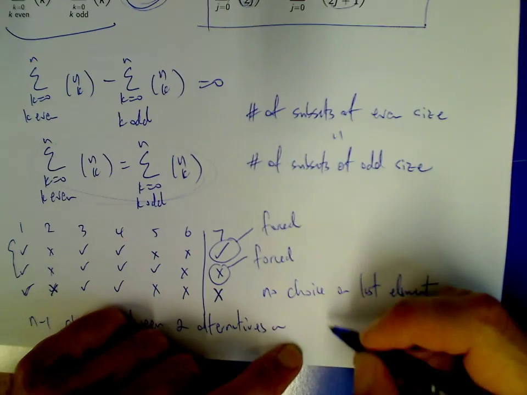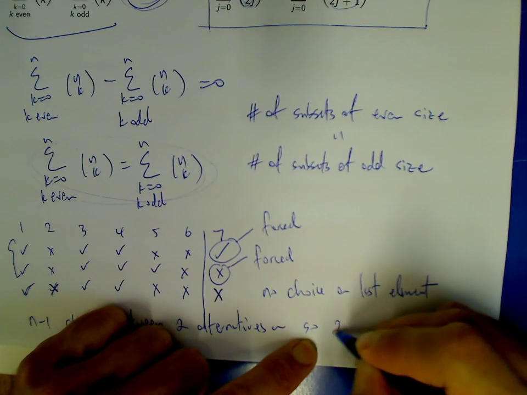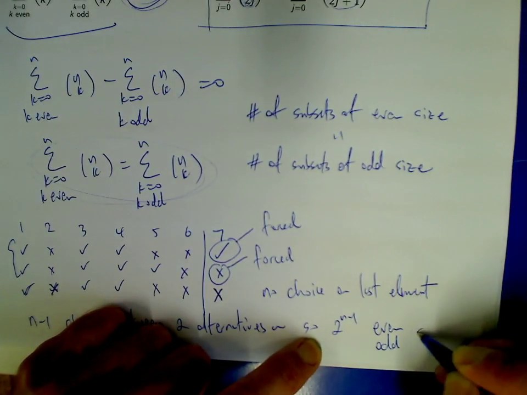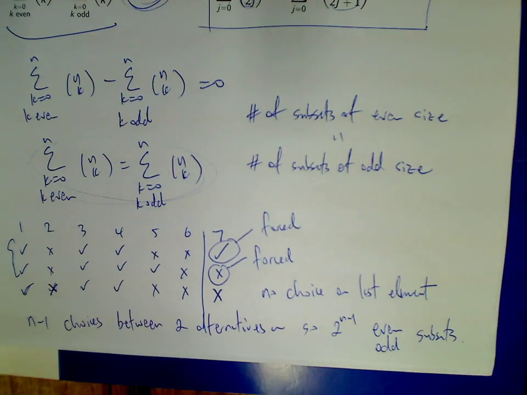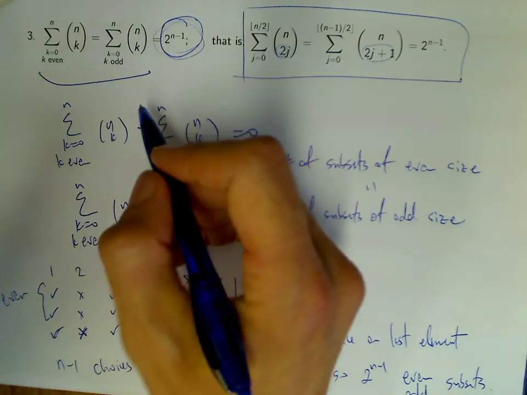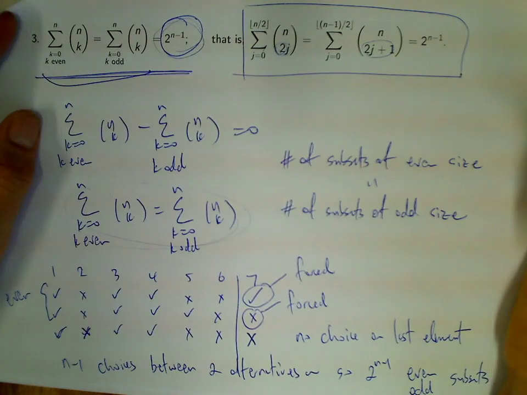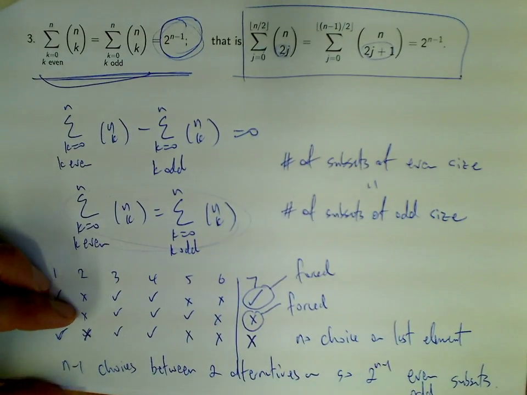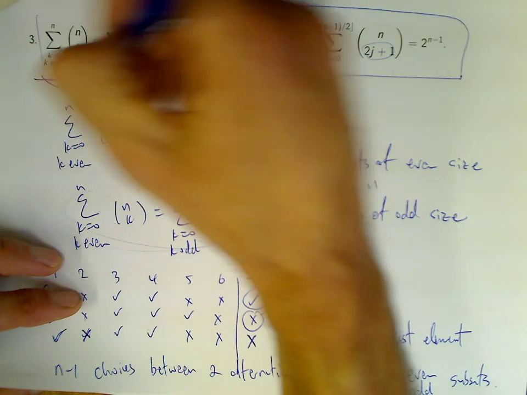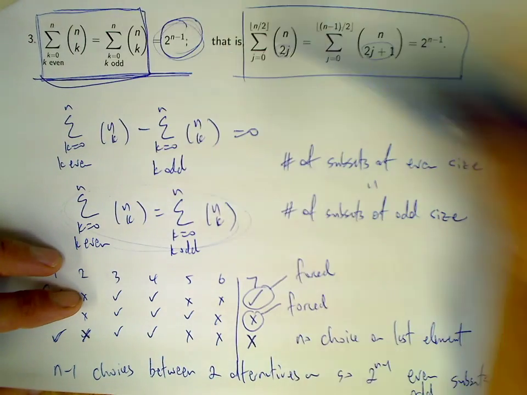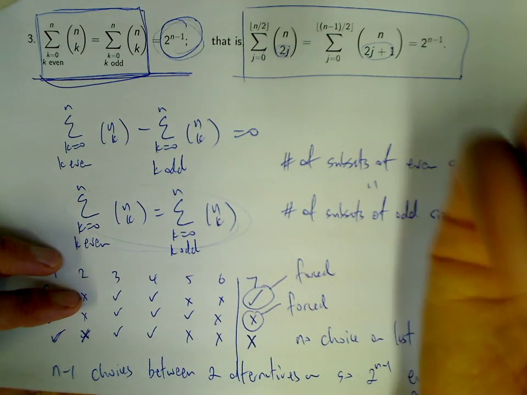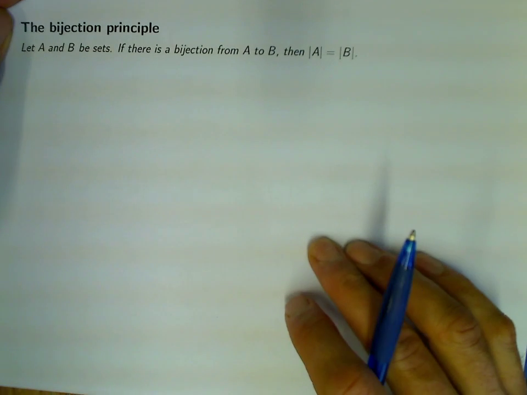Okay, so in each case, we get 2 to the n minus 1 even, and also 2 to the n minus 1 odd subsets. So that's a way to derive this directly using our multiplication principle. But actually there's one more way that we can at least see that these two things are equal to each other. And once we know that they're equal, we know that they must both be half of 2 to the n. And that's to use something called the bijection principle, which is another counting principle.